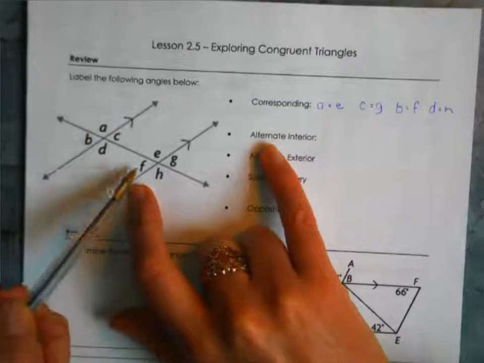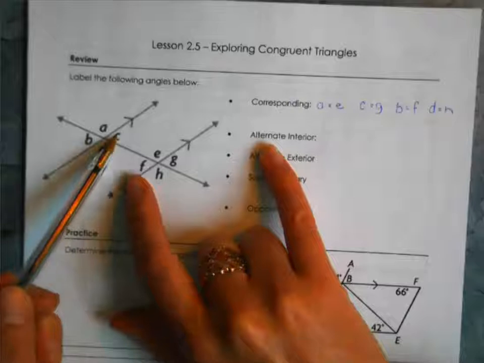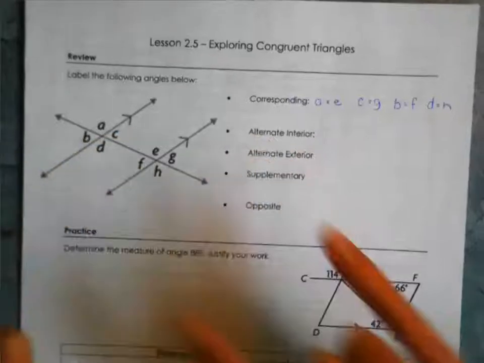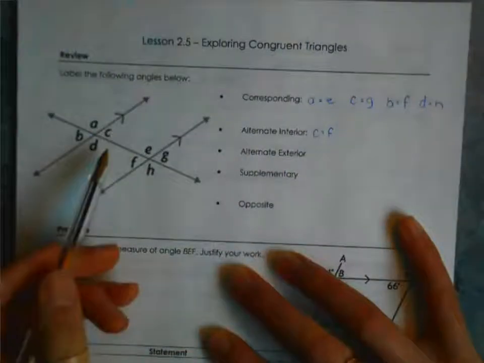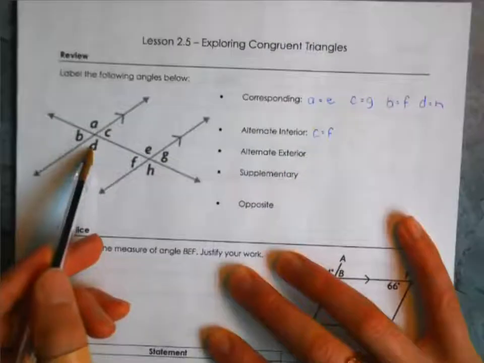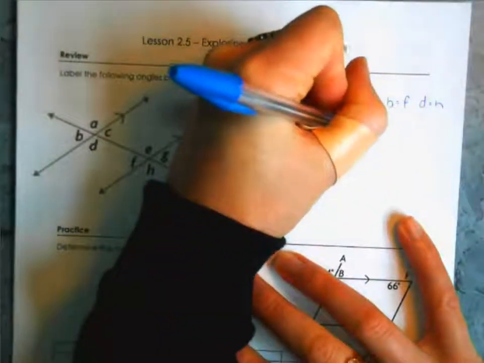But if we're looking for alternate interiors, then we would have C is on the other side of the transversal with F. So we can say C equals F. And the only other one we would have there is D is an alternate interior with E, so we can say D equals E.